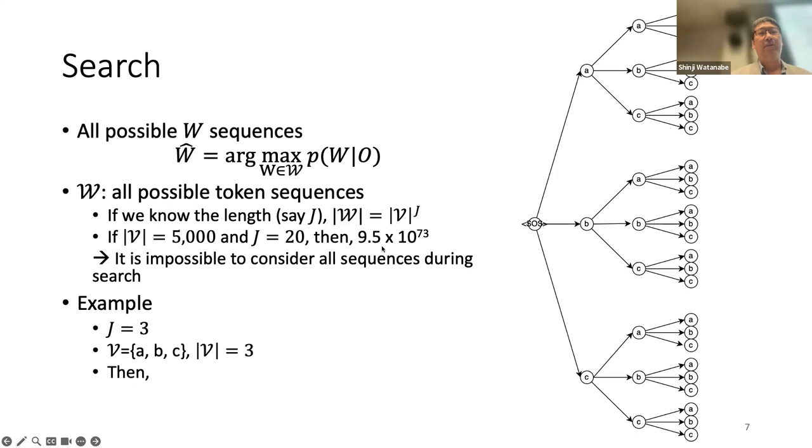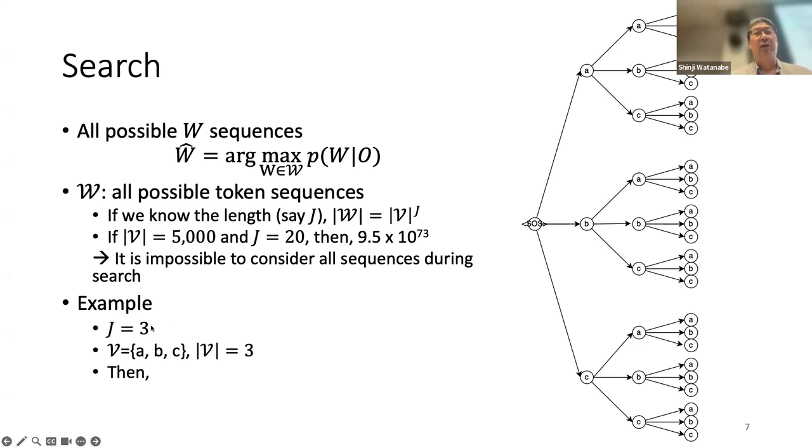But then this number becomes too large to consider all possible sequences during the search. So search is similar to our earlier issue of the summation over sequences. We always have to consider this quite large number of hypotheses, and then try to find the best one.